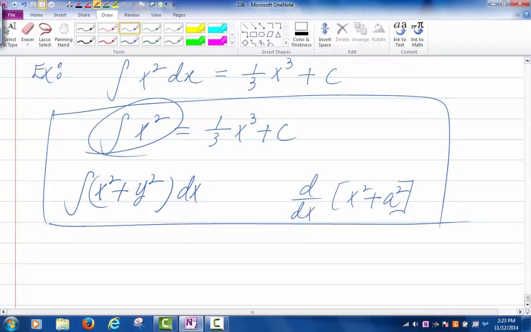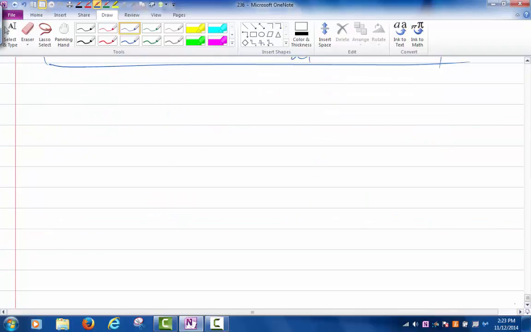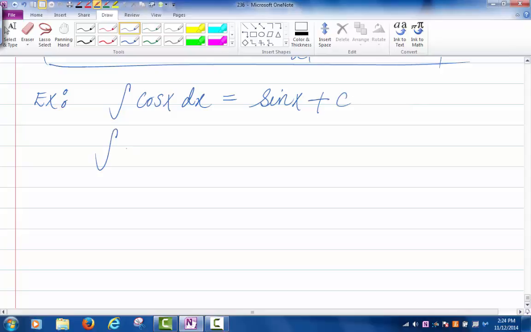And let's look at other examples. Could you tell me what's the antiderivative of cosine x? The derivative of sine x is exactly cosine x. Therefore, the antiderivative of cosine would be sine plus c. How about the indefinite integral of sine x?